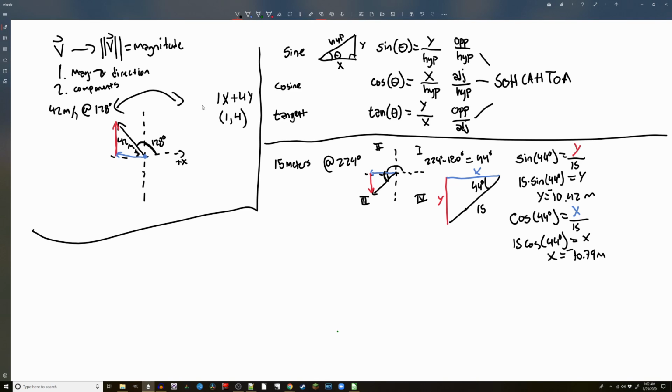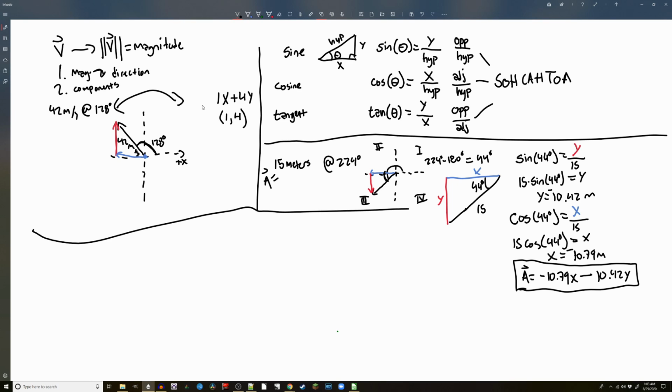x direction. So if we want to write this finally in, say, our component form, we could say that vector, I never gave it a name, let's call it vector A, because it's the first one. Vector A is, let's say, negative 10.79 x minus, there's your negative, 10.42 y. And that is the component form of that vector.